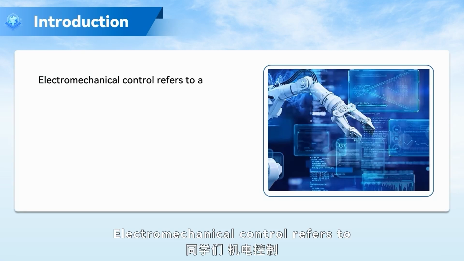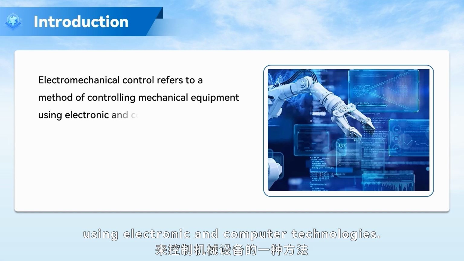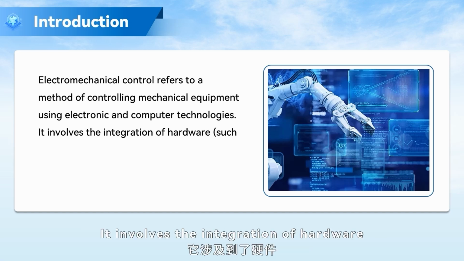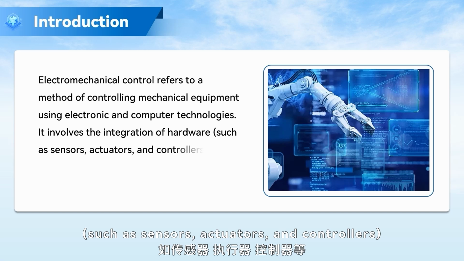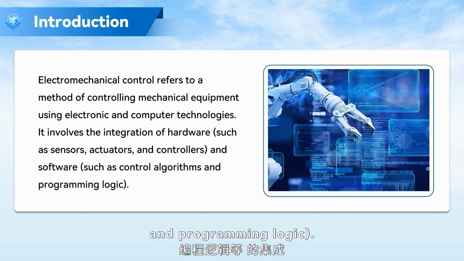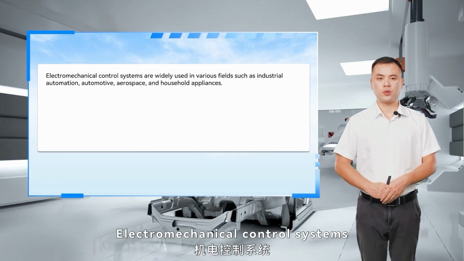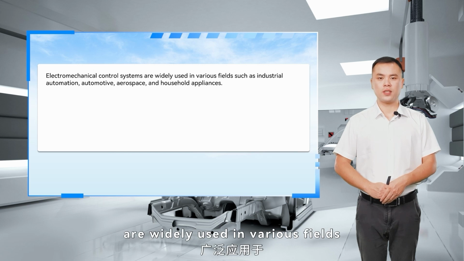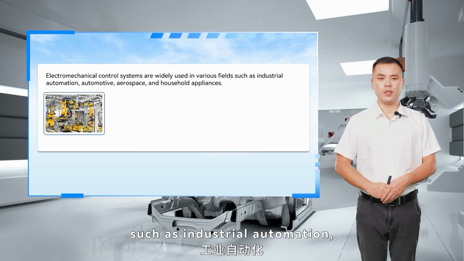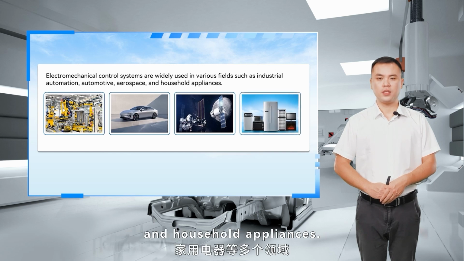Electromechanical control refers to a method of controlling mechanical equipment using electronic and computer technologies. It involves the integration of hardware, such as sensors, actuators, and controllers, and software, such as control algorithms and programming logic. Electromechanical control systems are widely used in various fields, such as industrial automation, automotive, aerospace, and household appliances.